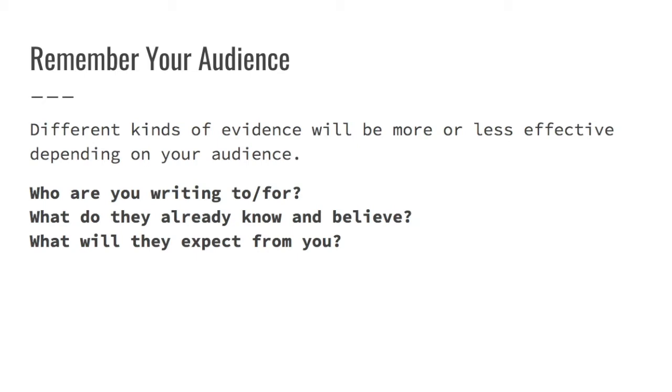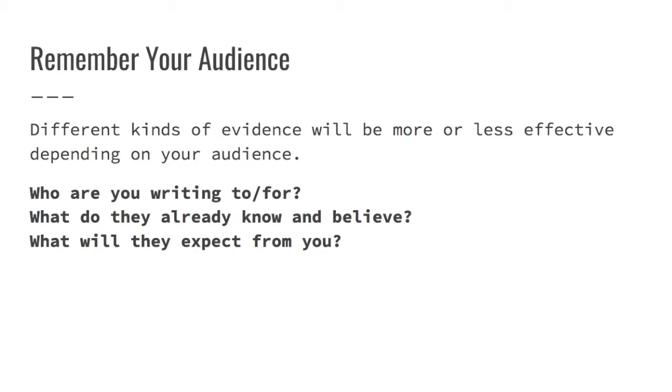So that might mean using one kind of evidence in one writing context versus a different kind of evidence in a different context. And maybe that varies from discipline to discipline, for example, from a history course to a science course, and so on. So think about what kinds of evidence are going to be more or less effective considering who your audience is for this specific writing project that you're working on.